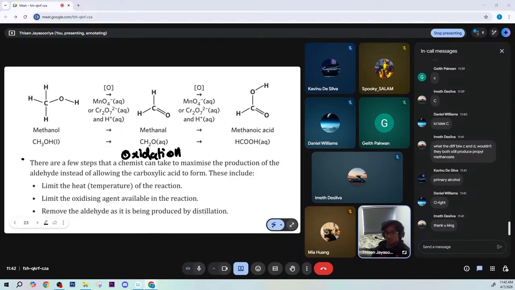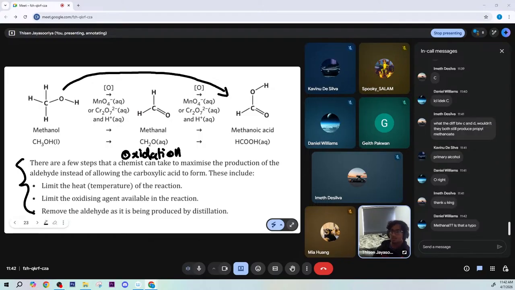Now, I just want to put this note down here to show that most of the time, if we have enough oxidizing agent, it's going to go straight over here, from methanol straight to methanoic acid. It will just skip the aldehyde. But if we have a low concentration, it will only partially oxidize.